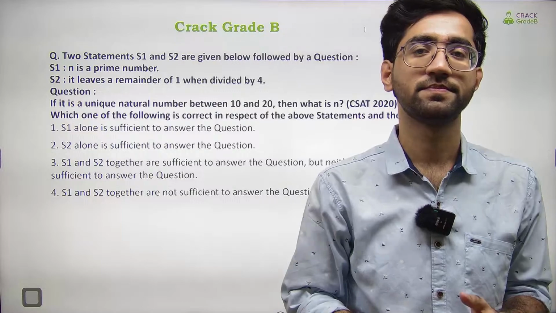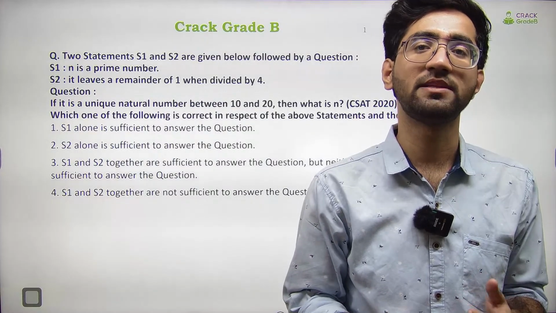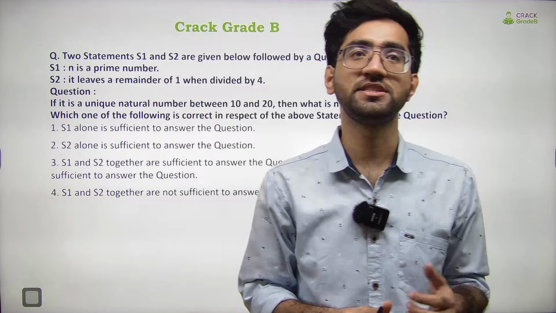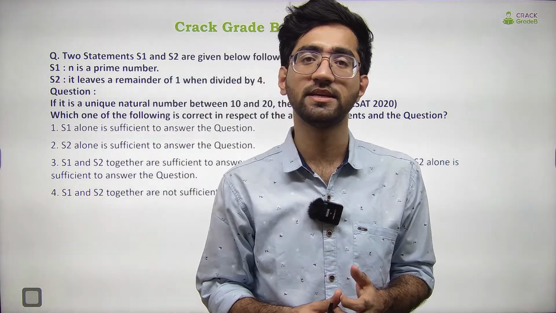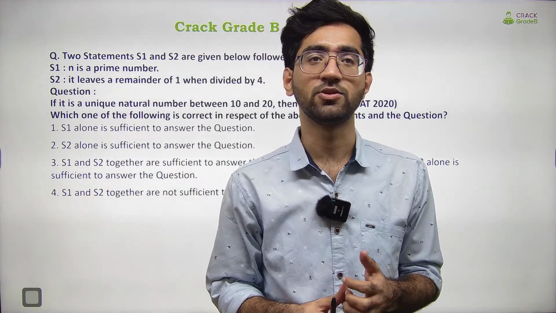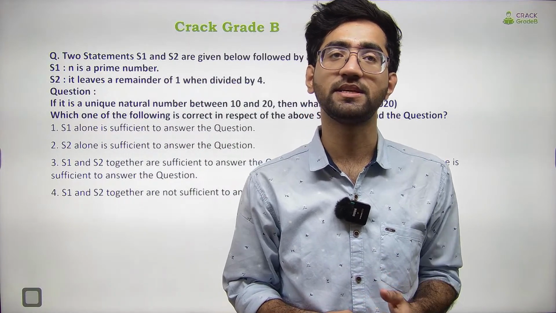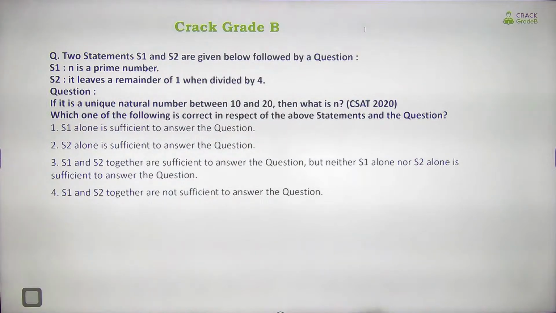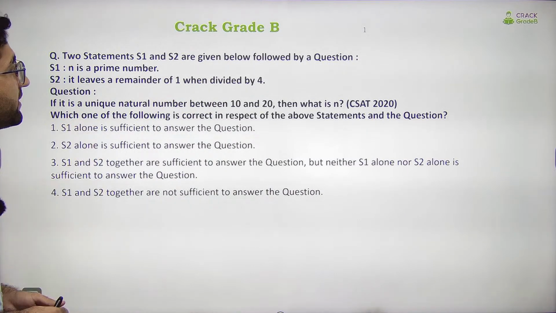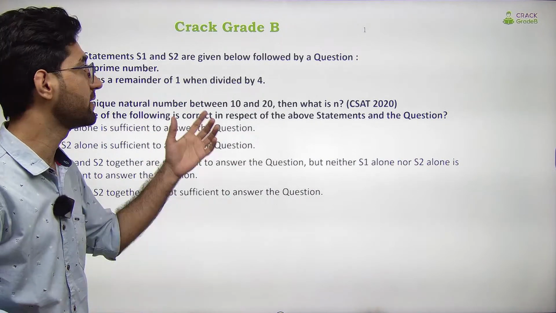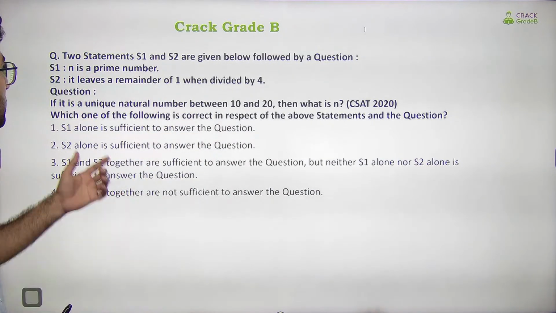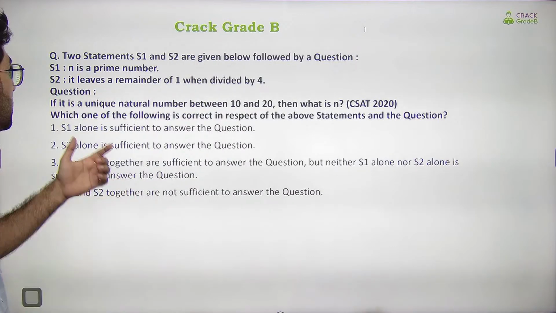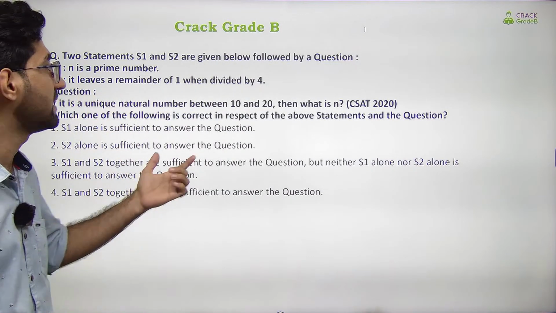Hello everyone. In this lecture, we will solve a few interesting questions of data sufficiency that have been asked in UPSC CSAT in past years. So if you look at the first question, two statements S1 and S2 are given below, followed by a question. S1: n is a prime number. S2: it leaves a remainder of 1 when divided by 4.